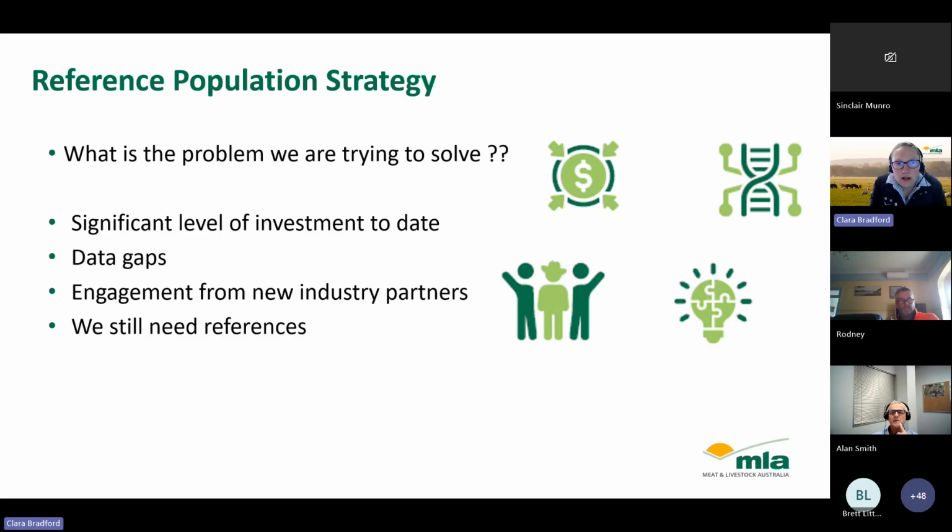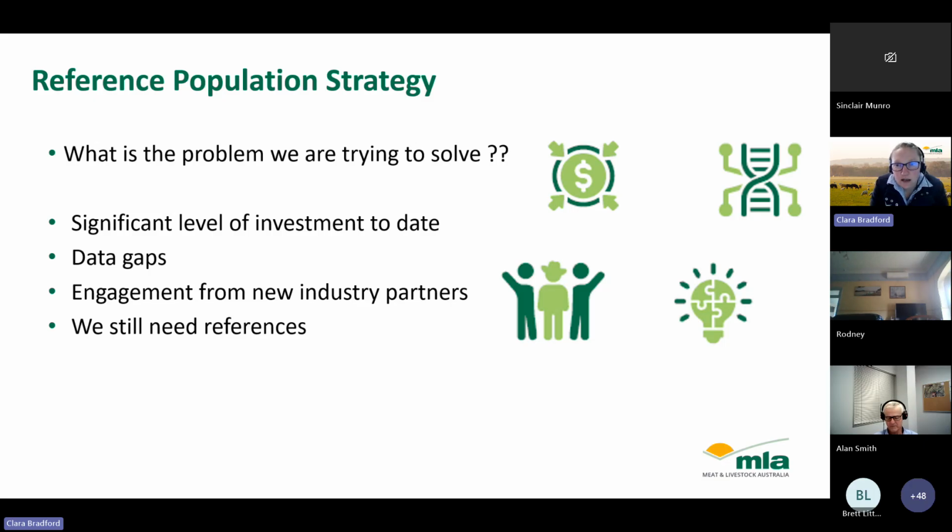So we spent a bit of time with the National Livestock Genetics Consortium end of last year, working through what are some of the problems we're trying to solve with our reference populations and what have some of the challenges been. And the very similar issues came up. We've had a significant level of investment to date. MLA has invested close to $50 million in the last 10 years on reference populations.